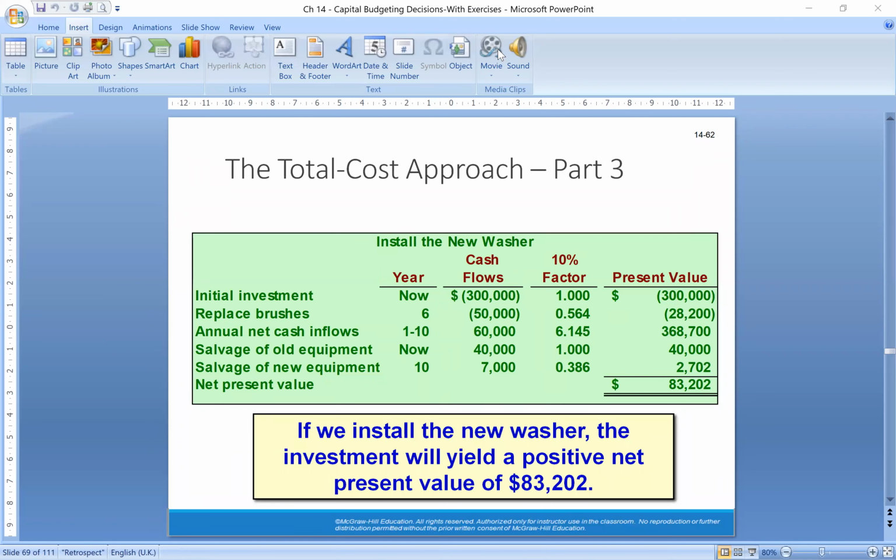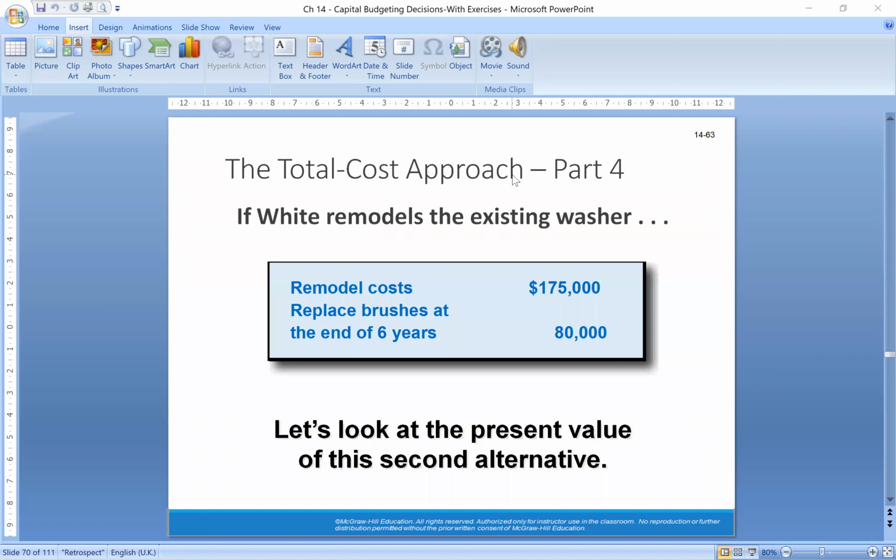The net present value of the new machine will be 83,000 something. If we install the new machine, the investment yields a positive net present value of $83,202. Now, compare this number with remodeling or updating the existing washer.